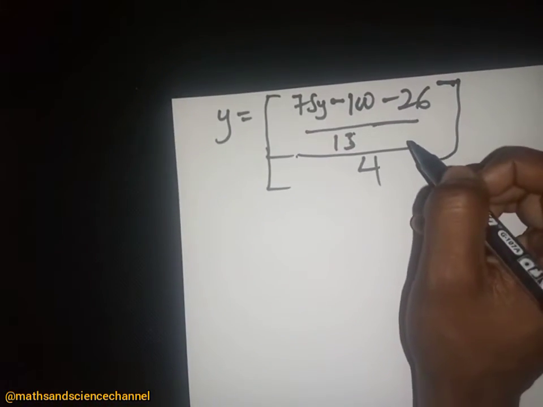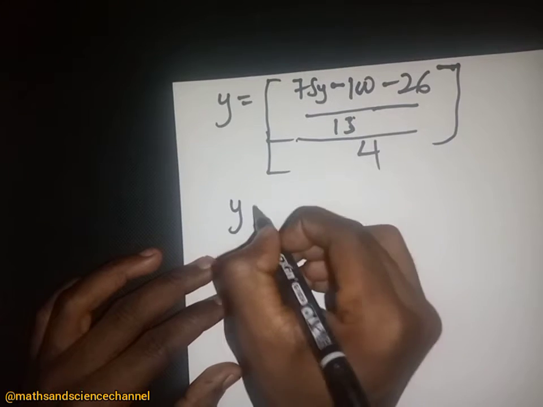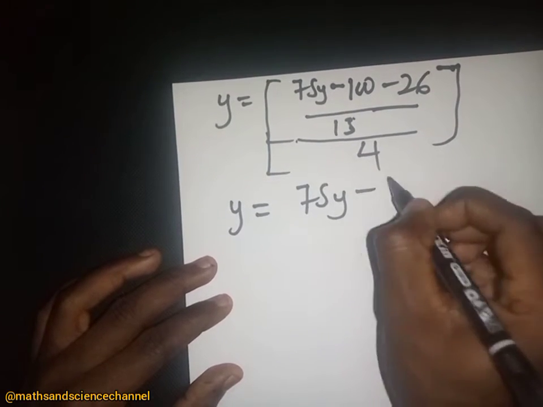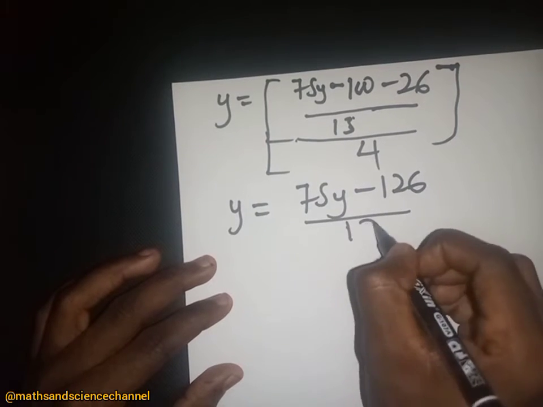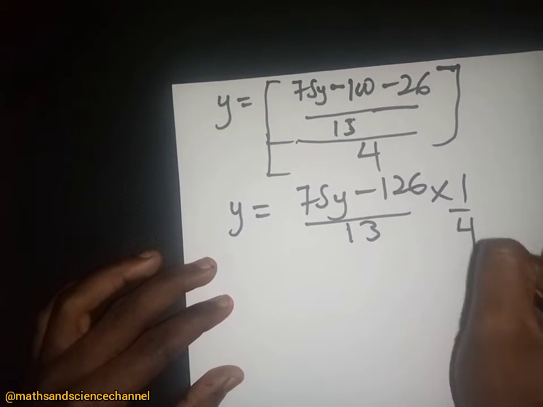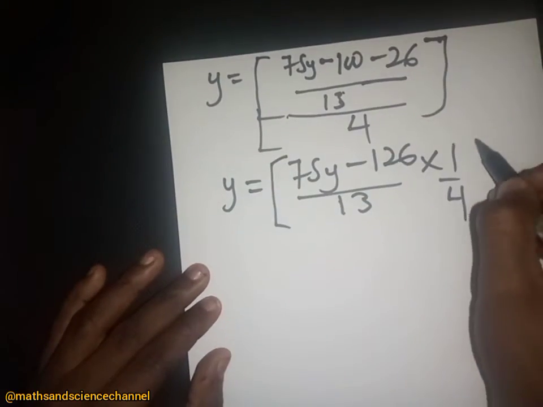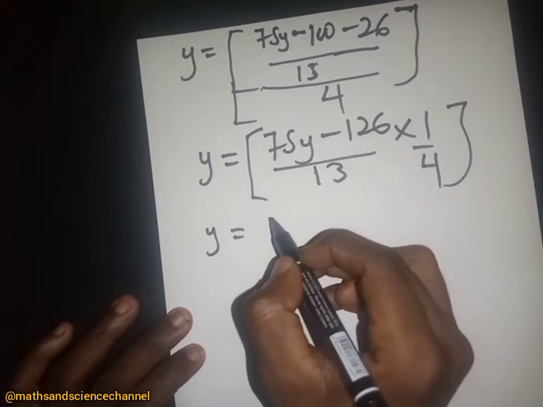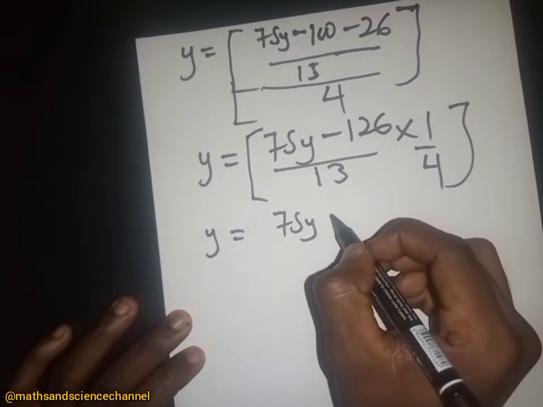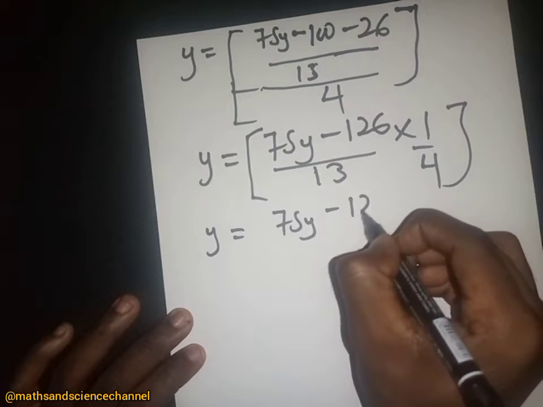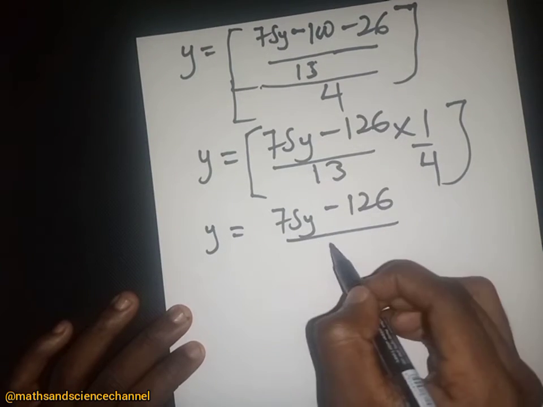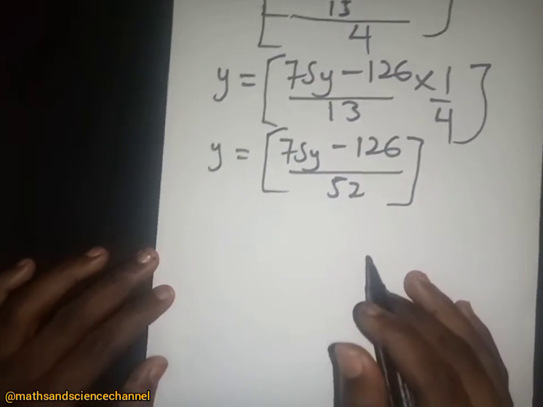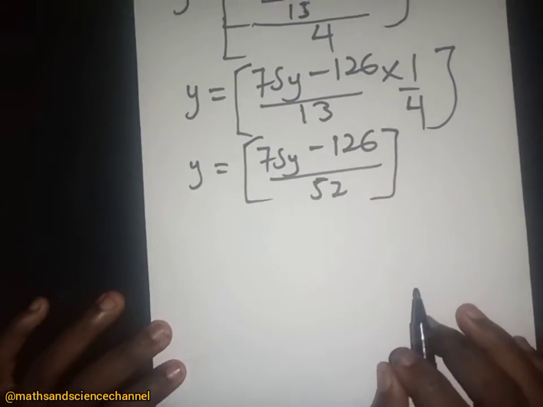So from here we are going to get y being equal to 75y minus 126 divided by 13, and then also multiplied by 1 over 4. So y will be equal to 75y minus 126 being divided by 13 multiplied by 4, which is 52. So we have this. Now we are going to use a condition over here.